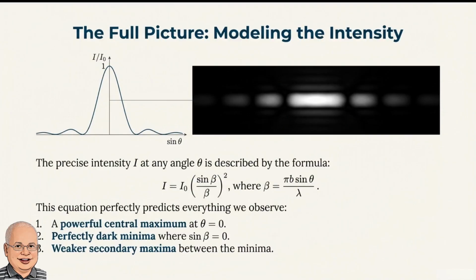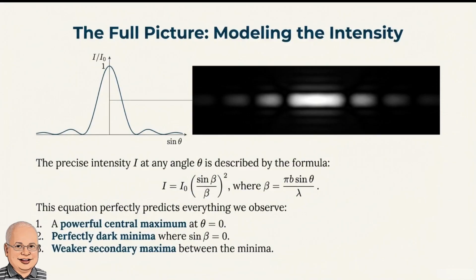So this gives us a complete, full picture of how you will see the diffraction on the screen. This shows us the diffraction on the screen. I is equal to I0 (sin beta by beta) whole squared. Beta is equal to pi b sin theta by lambda.